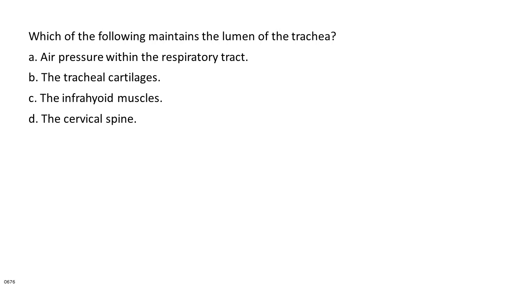Which of the following maintains the lumen of the trachea? A. Air pressure within the respiratory tract. B. The tracheal cartilages. C. The infrahyoid muscles. D. The cervical spine.